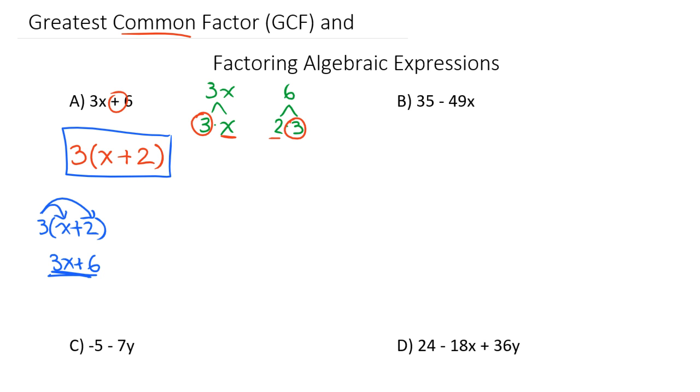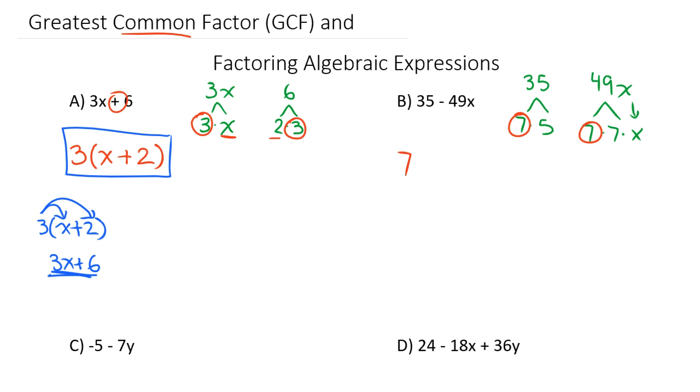Okay, let's take a look at B. So let's take 35. We'll break it down into its parts, 7 times 5. And we'll take 49x, break it down into its parts, 7 times 7, and then we can drop this straight down here, times x. So now again, now that these are in their prime factorizations, here's a 7 that is common in both of them. And there's no other factors that are common.